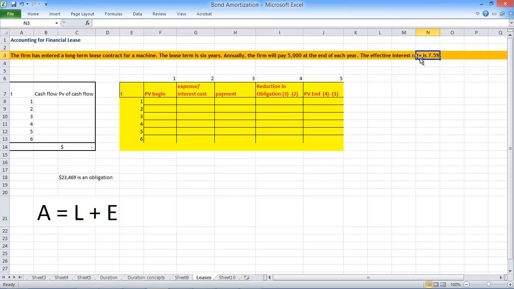So this rate is actually stated on the lease, and we are making some annual payments, and we're going to find out the present value of the cash flow. We'll see what our obligation is. I'll show you what's going on once we jot down some numbers, then it becomes clear as to what's happening. So let's see what happens here. It says annually the firm will pay $5,000.